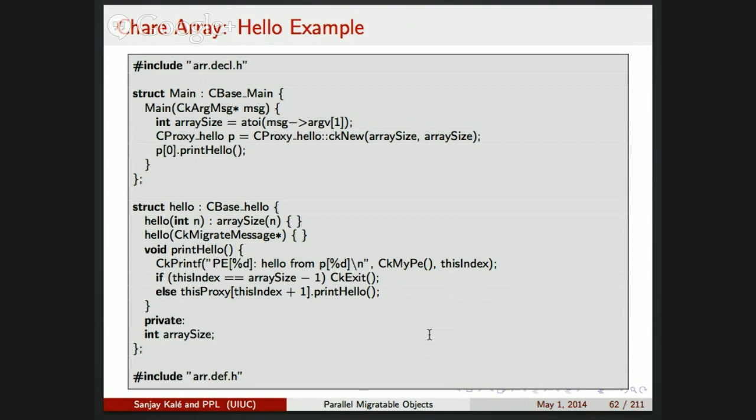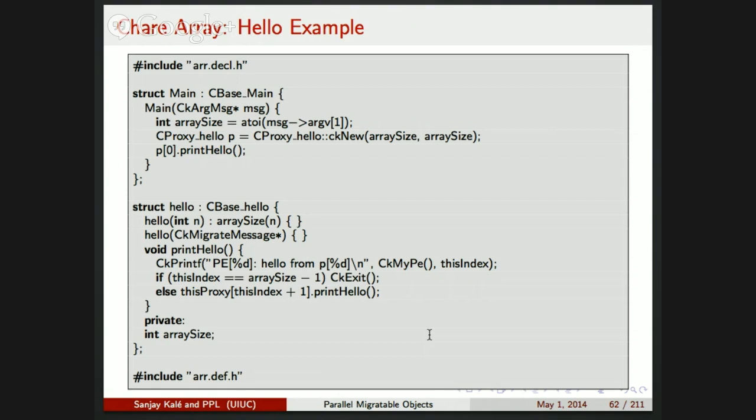So here we have the C file. The main constructor, for the most part, looks the same, except now in the arguments from the command line, we accept some array size. And now when we do the creation, we're no longer creating just a singular char. When we say CK new, the first argument we have to pass it is how many chars we want in this array. So here we're creating a char array of hello chars, and there's going to be this array size number of elements, and then anything after that is the normal constructor arguments. So to each char in that array, we're also going to pass the array size.